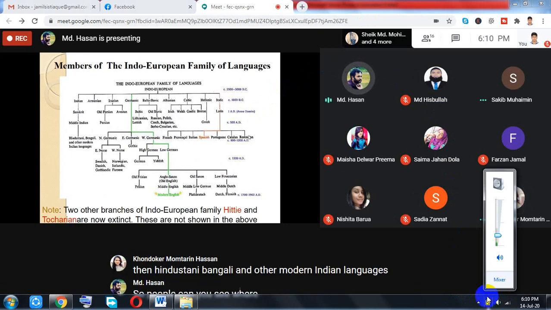So people, can you see where the Bengali language came from? It is from the Indo-European language family.